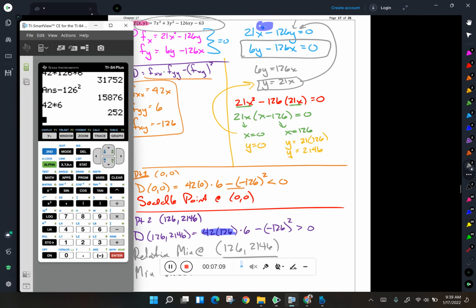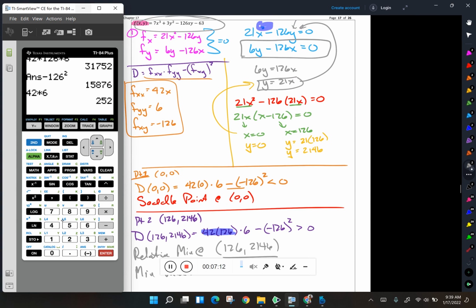That's a calculator problem if I ever saw one. So let's see. 7 times 126 raised to the third, 7x cubed. Oops, I don't want that there. I want that there. Plus 3 times 2,146 squared minus 126 times 126 times 2,146 minus 63.